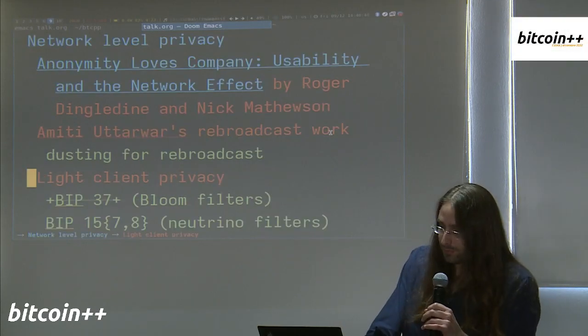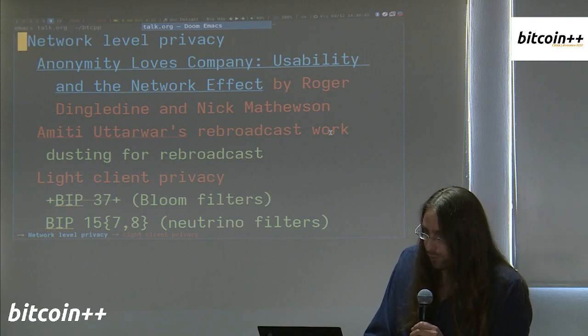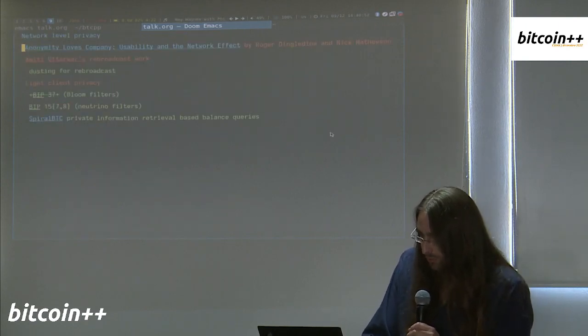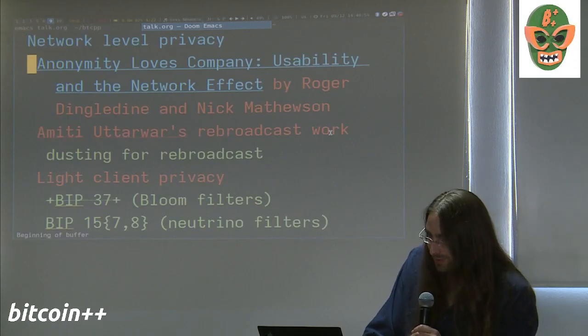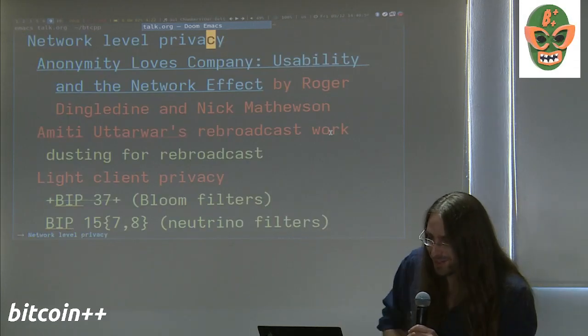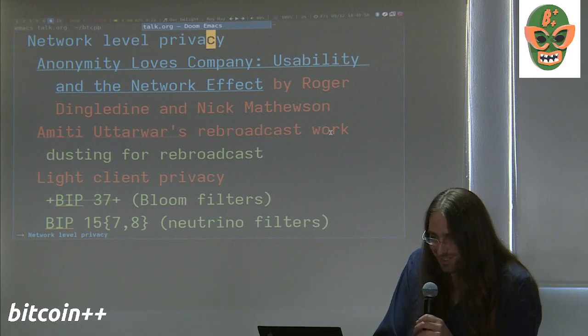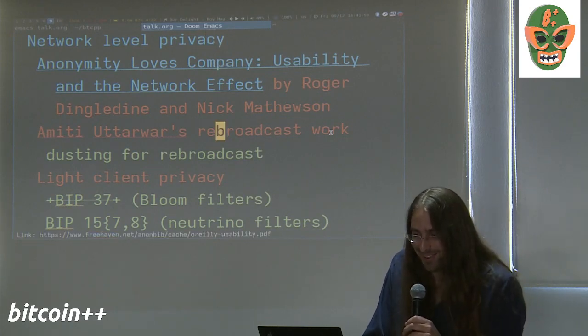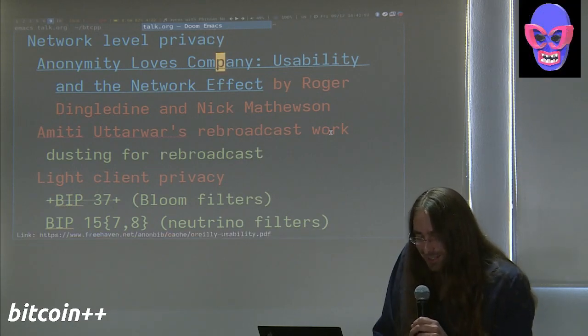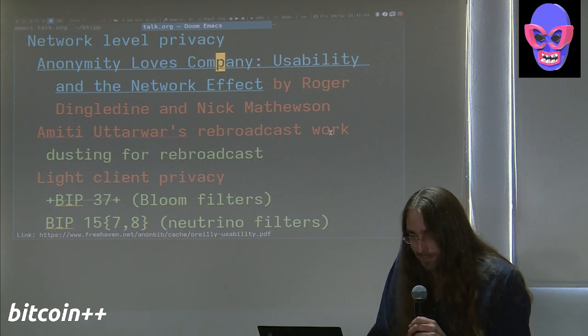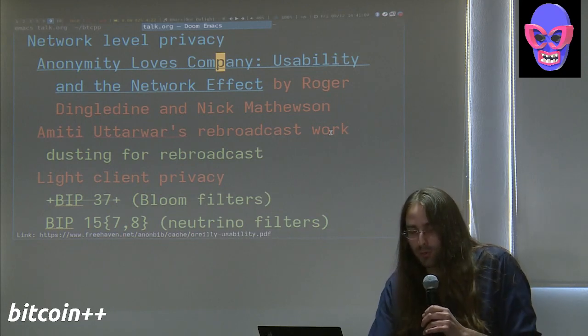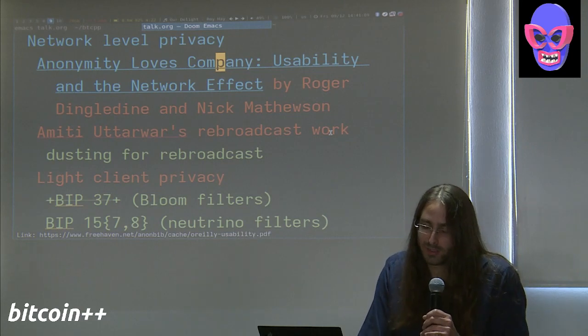So before moving on to the on-chain stuff, I'm going to reduce the... I should have put more time into trying this stuff out. I'm experimenting with this presentation. So just a few final words on the network level.